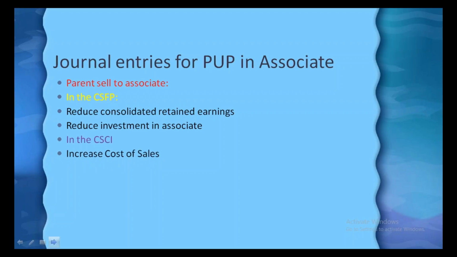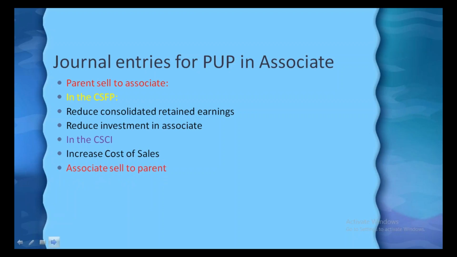In the consolidated statement of income, increase your cost of sales, that is, to reduce that 750. We will increase the cost of sales by 750. That I will teach you when I'm doing the P&L of the associate company. So that is when the parent sells to the associate.